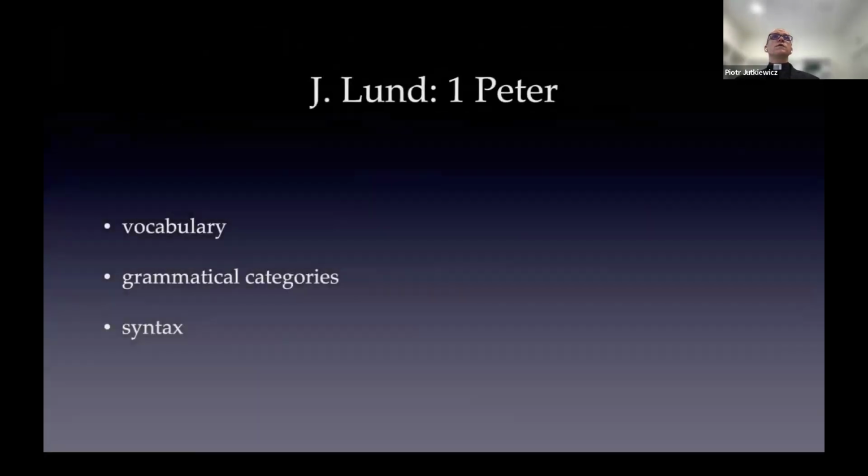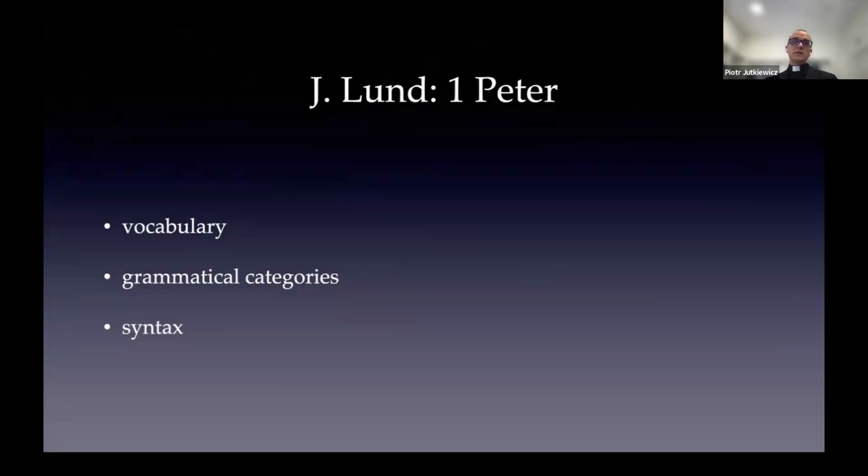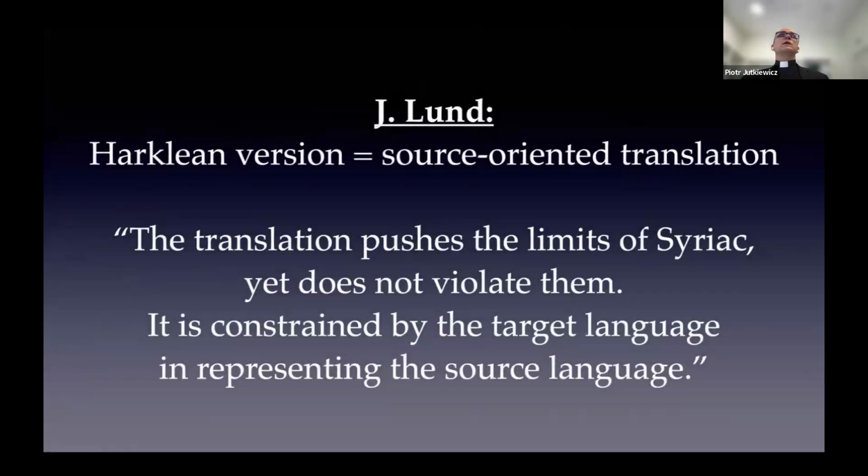Jerome Lund was the first to oppose using the term mirror translation for the Harklean version, arguing that it could be misleading. He analyzes the treatment of the Greek in the first letter of Peter in the Harklean version across various areas. Specifically, he demonstrates that in the case of adnominals, which in Greek are placed between the definite article and its nominal head, the Harklean version does not follow this word order, but is faithful to the Syriac syntax. Lund concludes his analysis: the translation pushes the limits of Syriac, yet does not violate them.